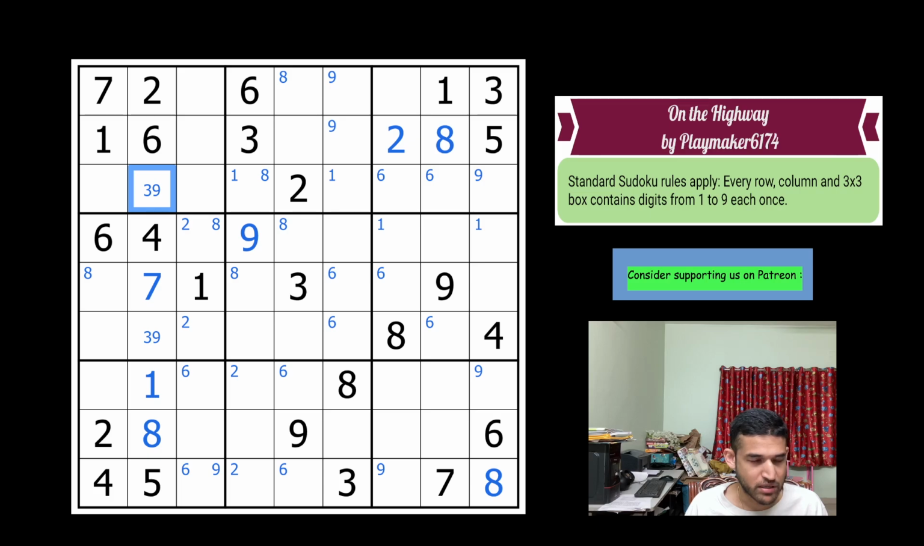And now I can do some corner marking stuff here. So in row 5, 4 is in one of these 2 cells, right? 4 cannot be here and 4 cannot be here. So 4 goes in one of these 2 cells. Excellent. Now let's focus on row 2.